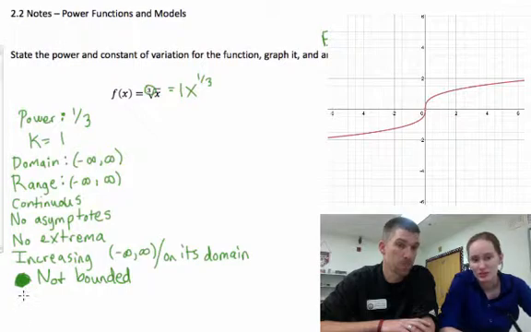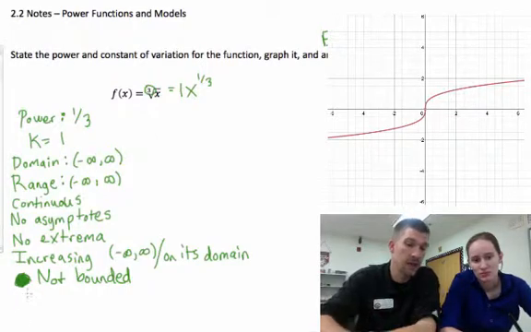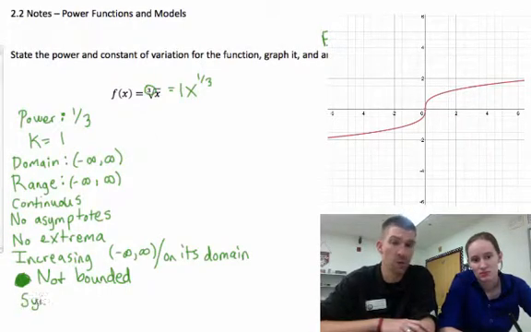How about symmetry? Very good question. This one happens to be symmetric with the origin.